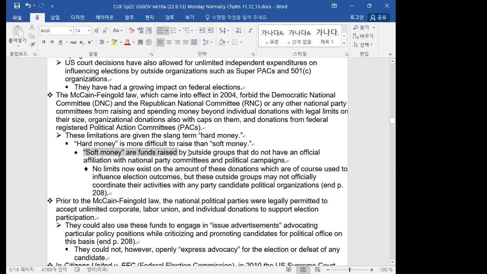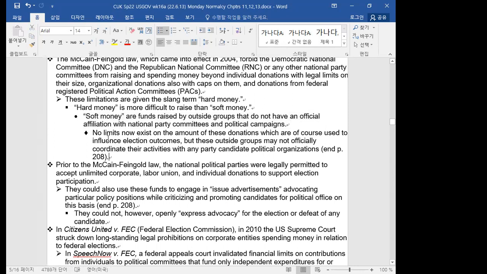Soft money are funds raised by outside groups that do not have an official affiliation with national party committees and political campaigns. No limits now exist on the amount of these donations, which are of course used to influence election outcomes, but these outside groups may not officially coordinate their activities with any party candidate or political organizations, but they find a way to informally coordinate.